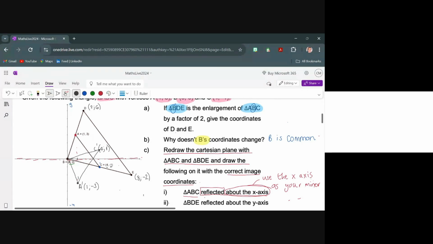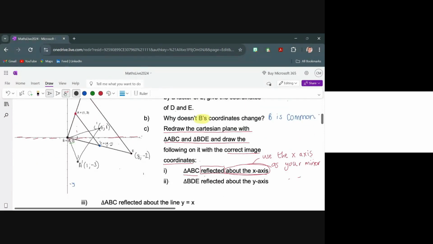Now I want to see if you guys can do this one all on your own. Here's the next one. Number 2 says, triangle BDE is reflected about the y-axis. So this time we're going to use the y-axis as our mirror. Just let me gauge quickly. Give me a thumbs up, will you guys be able to do this on your own? Or thumbs down, do you want ma'am to help you along with this one?